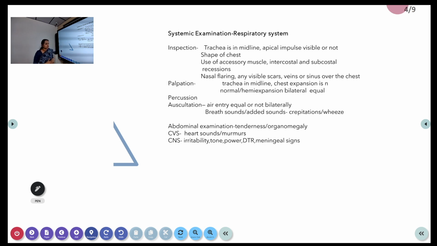Then CNS. The child will be irritable sometimes, because irritability may be because of hypoxia or respiratory failure also. Then look for the tone, the power, the DTR, any meningeal signs, neck stiffness, Kernig sign, all those you have to look for in a child who has got a pneumonia.